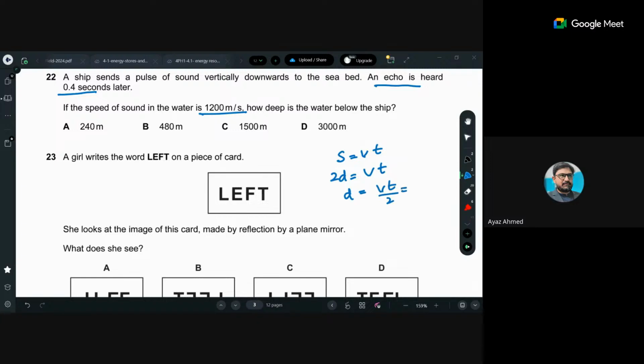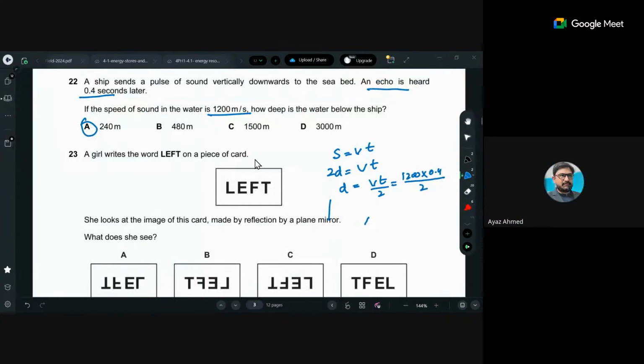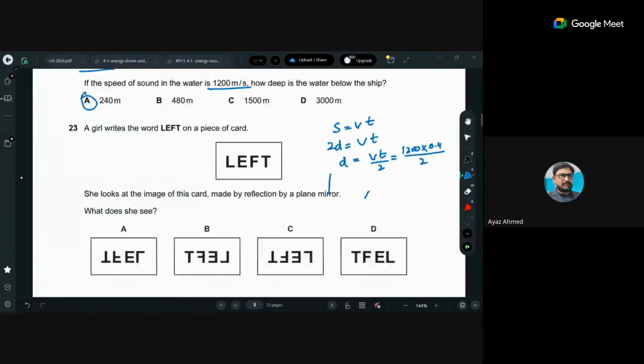So what is the speed? 1200. And what is the time? 0.4 seconds. I will need calculations from two of the students. So it would be 240 meters. Right? Is it clear to all? Should I move on? Yes, sir.